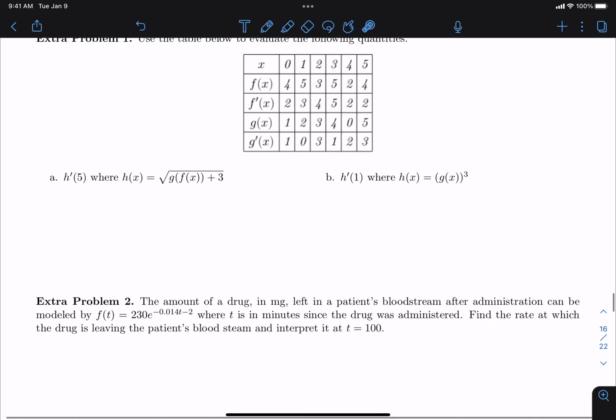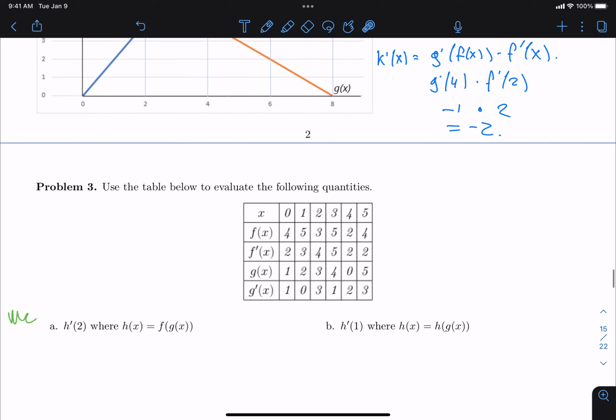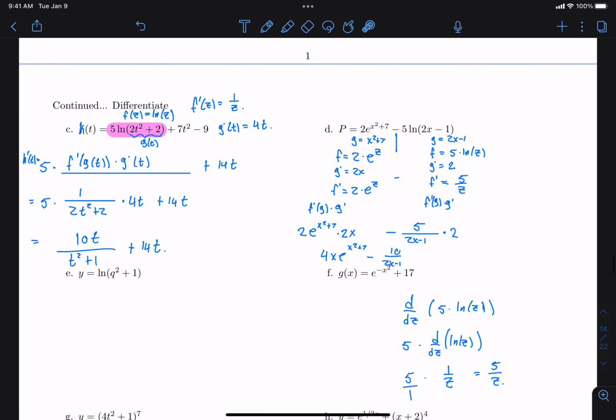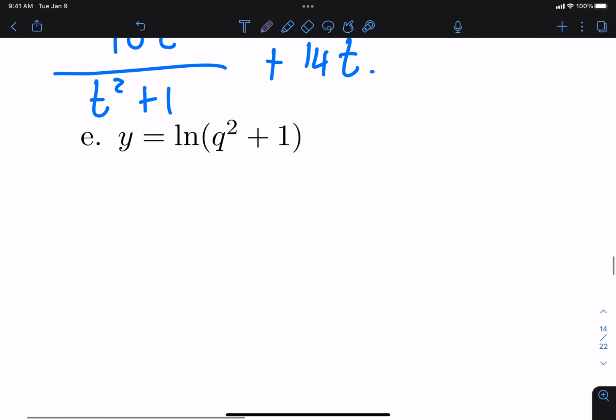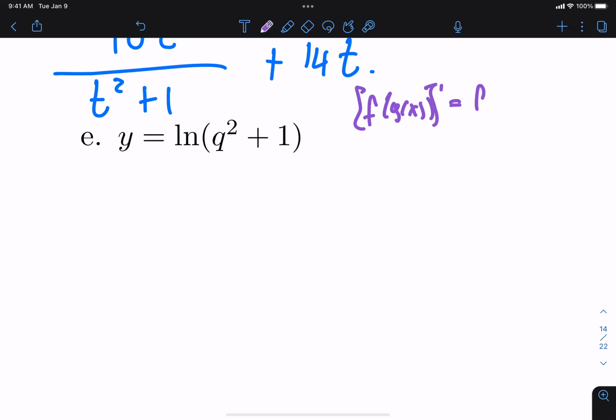Or if I have a function under a square root, right? That's another thing. Anytime I see a function inside of another function, that's when I want to be using the chain rule. So let's remember, if we take the derivative of f of g of x, it is equal to f prime of g of x times g prime of x.